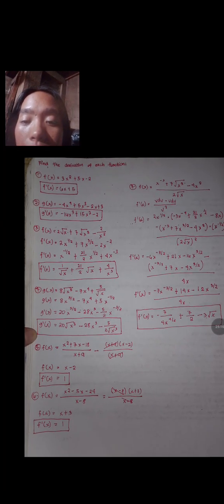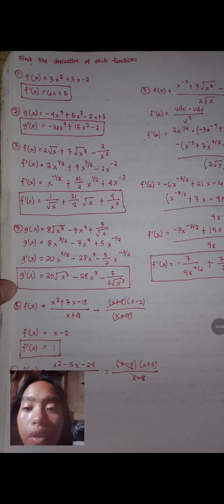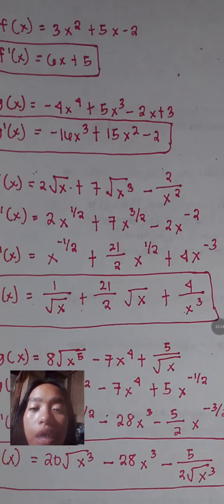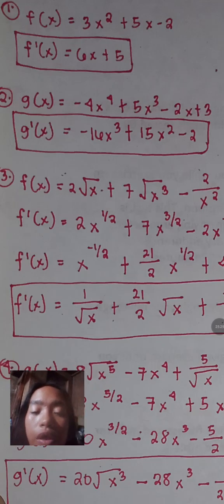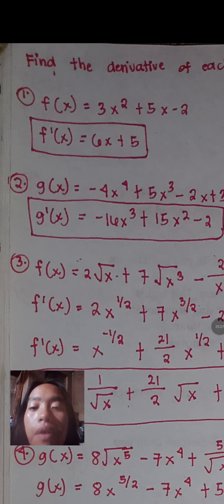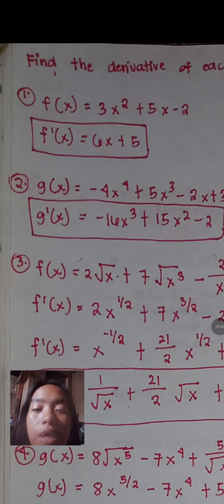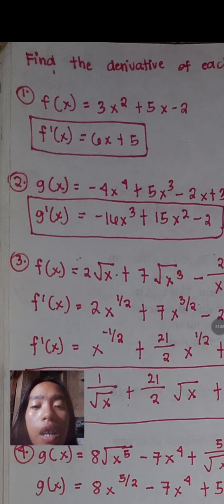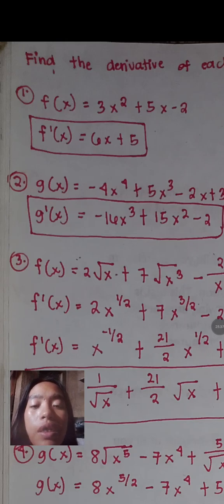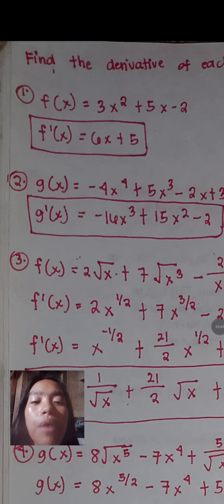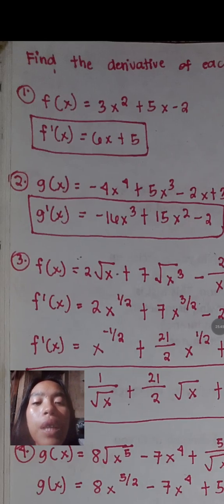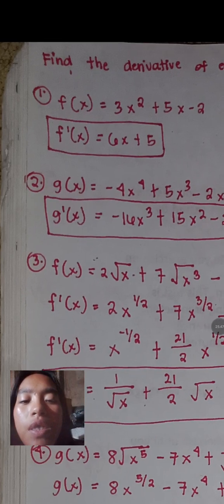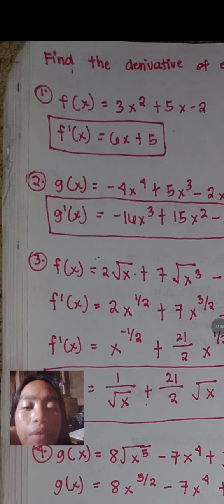So now let's have another. Let's try this one. Find the derivative of each function. Okay, so number 1, f of x is equal to 3x squared plus 5x minus 2. This is very easy differentiation, okay? We just multiply 3 times 2, the base and the power, so that is 6x, plus the derivative of 5x minus 2. The 2 will become 0, 5x will become 5, so that is 6x plus 5.